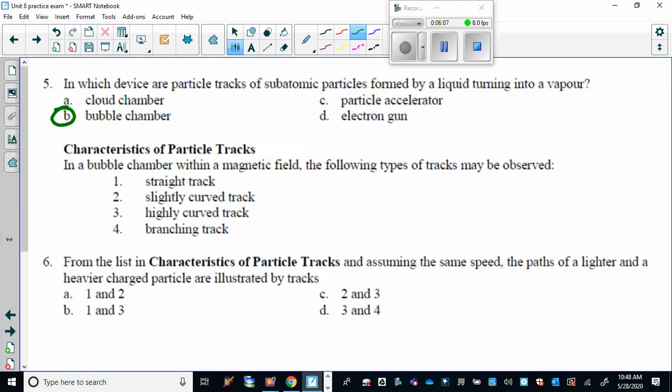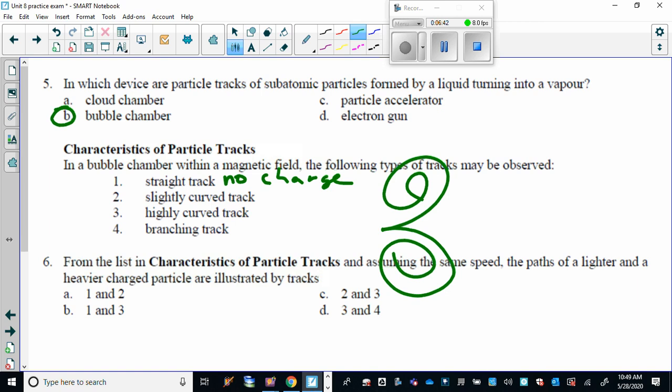Next question. In a bubble chamber within a magnetic field, the following types of tracks may be observed. A straight track. So as you recall, if it's a straight track, then that means there's going to be no charge, right? Because they won't be deflected by the magnetic field. If it's slightly curved, then it has a charge. If it's highly curved, it has a charge. And if it's a branching track, that was like one of the examples we did where a gamma ray just spontaneously became an electron and a positron. So branching curves means something like that.